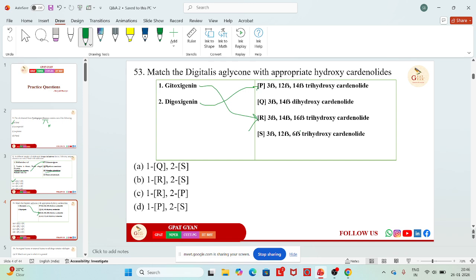For the diginatigenin, there will be 4 hydroxyl groups. Okay, 3 beta, 12 beta, 14 beta and 16 beta. There will be 4 hydroxyl groups for the diginatigenin, and for the gitaloxigenin there will be 2 hydroxyl groups and very important, 1 carboxylic acid. Hydroxyl groups will be present in 3 beta and 14 beta position, and the carboxylic acid group, that is the COOH, will be present in 16th beta position.